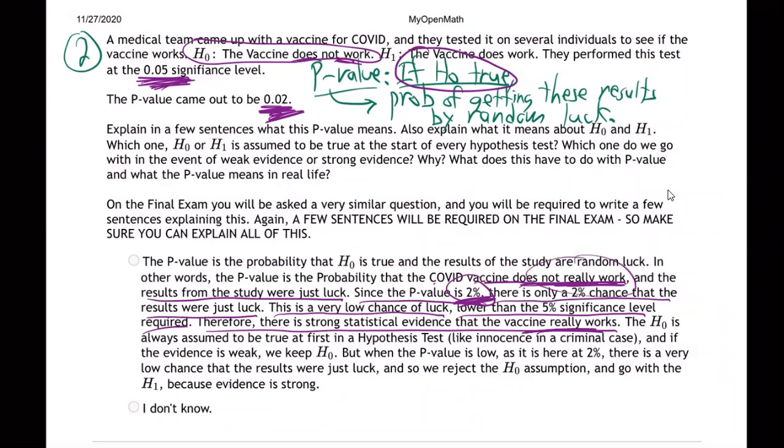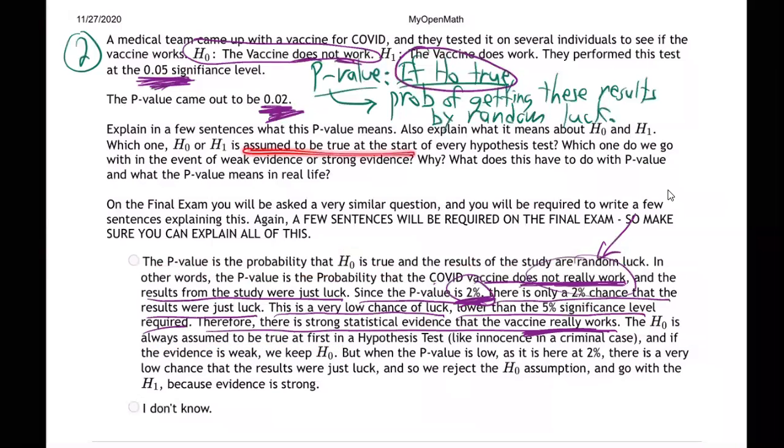The vaccine must really work. If the vaccine didn't work, we'd only have a 2% chance of getting these results. That's not believable. I don't believe that the vaccine doesn't work and that just by random luck, 2% chance, we got these results. That's not believable.